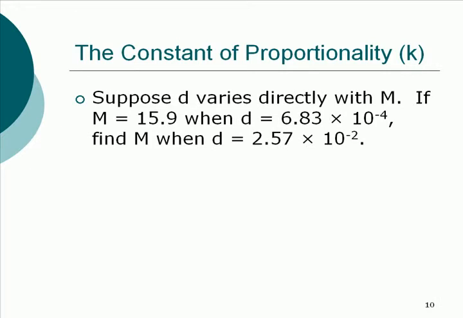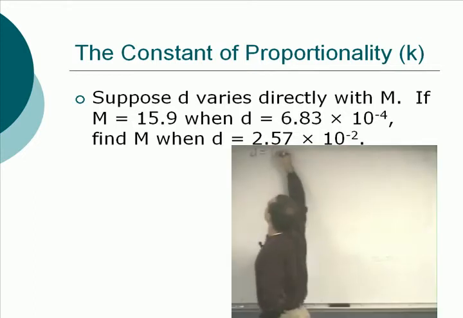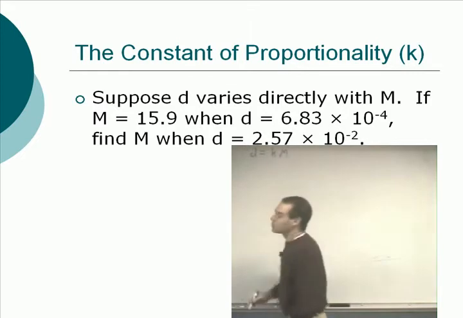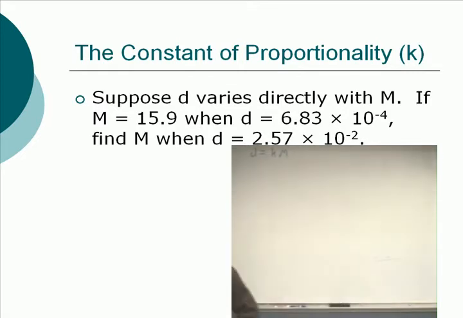Suppose D varies directly with M, wham. If you read the first sentence, half the problem's given to you. All right. Suppose D varies directly with M. Right there, what relationship can you write right off the bat? Almost. D equals KM. I use capital M, right? Yep, D equals KM. So, there you go.